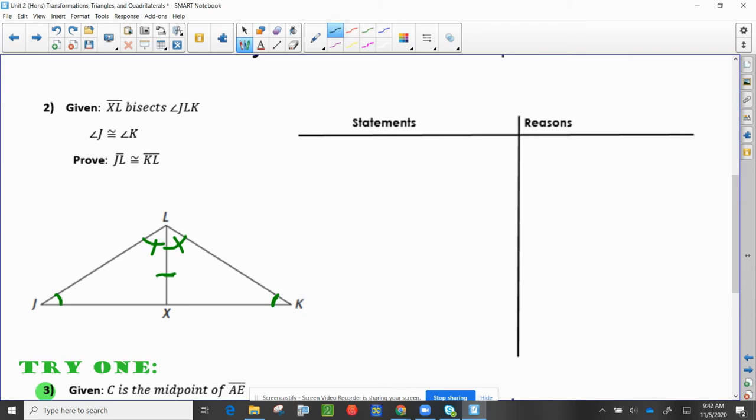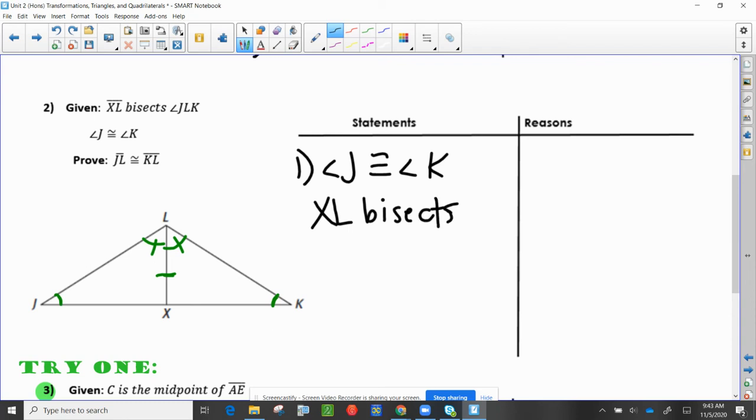So let's go ahead and put in our statements. We have angle J congruent to angle K. And we also know that XL bisects angle JLK. So those are our given statements.